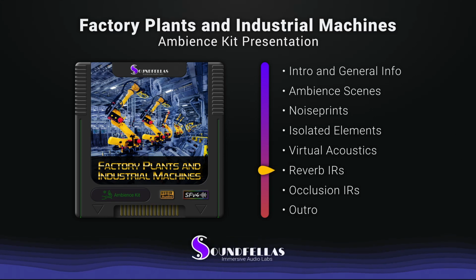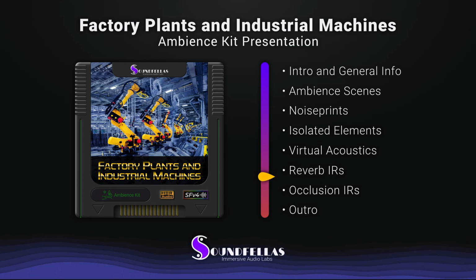First, the reverb impulse responses. Those simulate various spaces that fit the theme of the library. You can use them with convolution to add realistic sound reflections that give an ambience its distinctive character. Stereo, surround, and ambisonic versions are included in this library, allowing you to produce realistic reflections in any immersive audio format you may need.